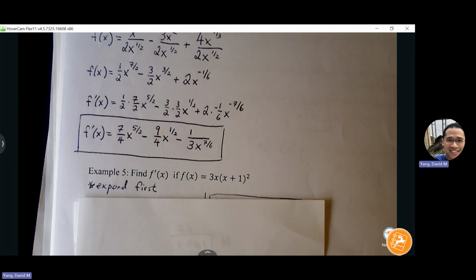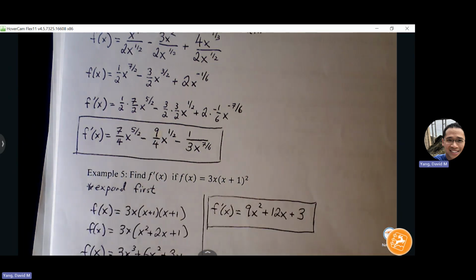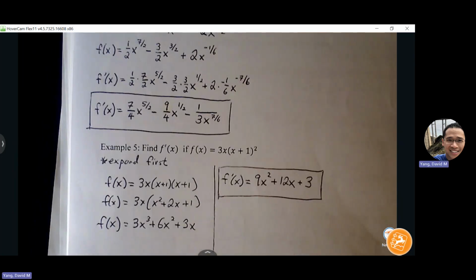x squared plus 2x plus 1. Okay, so I'm going to clean this up first. So I get 3x times (x squared plus 2x plus 1). Distribute that 3x through. And once that 3x distributes through, then we're good. Once all your parentheses are out of the way, you can treat each term like an individual problem with nothing connected. So it becomes 3x cubed plus 6x squared plus 3x. And then our derivative is just 9x squared plus 12x plus 3.